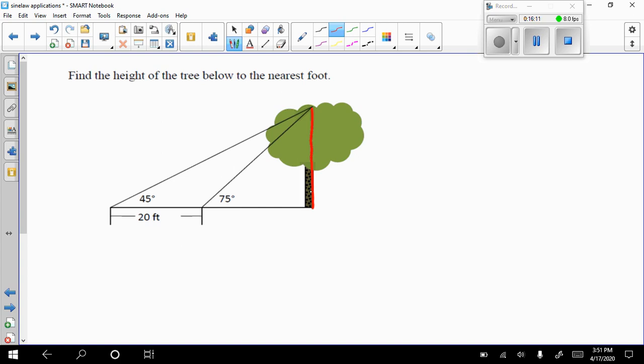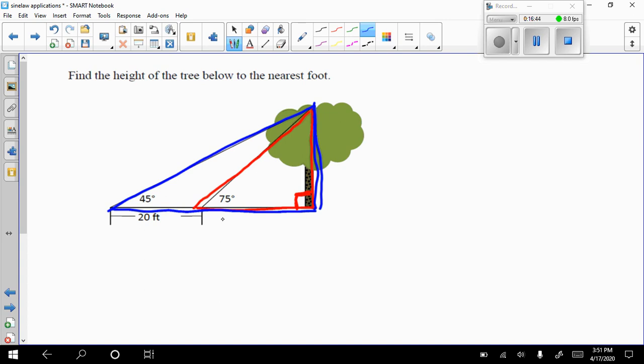Now, one thing I know is that this is a right angle, so that might be useful at some point. That's a right angle in that corner. But at this point, I only have an angle in that triangle over there. I'm saying in this triangle right here, I only have a 75. And even if I looked at this big triangle, I only have the 45 because this 20 feet isn't the whole bottom.